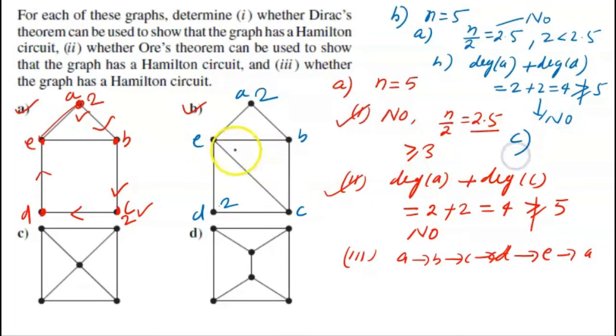And part C is whether there is a Hamilton circuit. Here also there is a Hamilton circuit. Start at A, go to B, B to C, C to D, D to E, and E to A. Every vertex has been touched exactly once. Now let us look at these two examples on the next page.